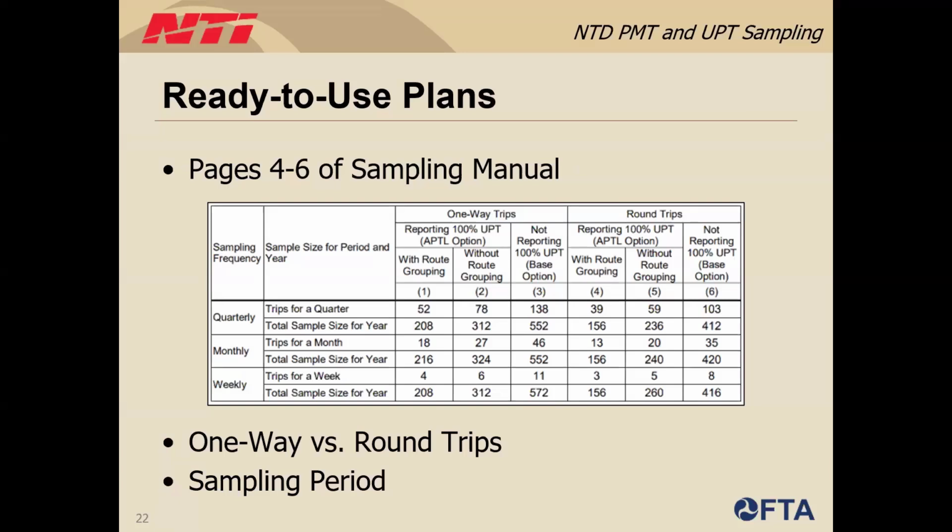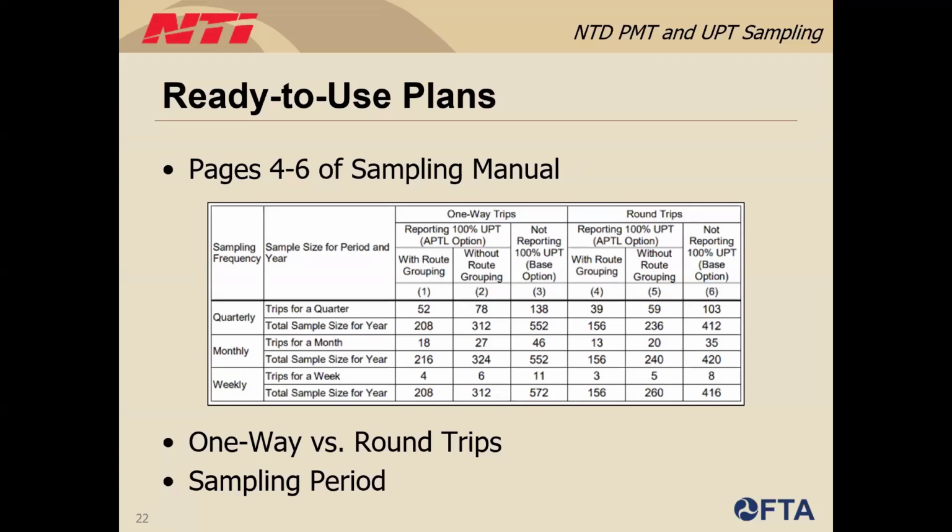Next, you should decide whether you're sampling one-way trips or round trips. Round trips can be more convenient since the ride checker ends up back where they started, but a round trip doesn't give you as much information as two unrelated one-way trips, since the return trip wasn't chosen randomly. There's some correlation between the outbound and inbound trip. So if you do round trips, your sample size won't be just half the number of one-way trips, it'll be more than that. So most agencies choose to sample one-way trips.